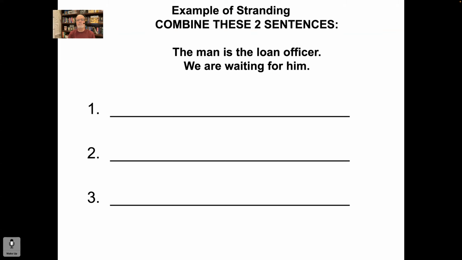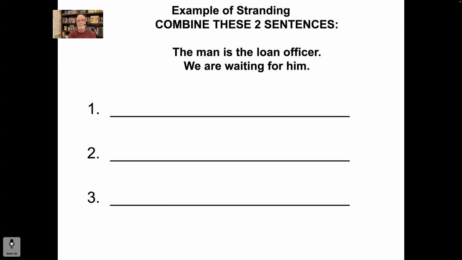How would you combine those 2 sentences? Here's what I don't want to do. I don't want to use and. The man is the loan officer and we're waiting for him. That's level 0. That's poor English. We want to combine this. We want to put one in the other. So one possibility is the man we are waiting for is the loan officer. Let's keep all the words. Let's go from a lot of words to smaller, a longer sentence to a shorter sentence.